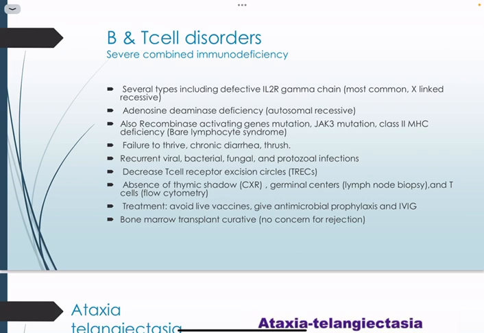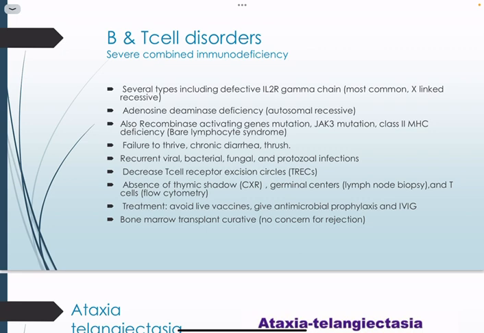The most common one is the X-linked one, which is related to the IL-2 receptor gamma chain defect. There's another form, which is the autosomal recessive one, or ADA deficiency, adenosine deaminase deficiency. And the last one, when we have a JAK3 mutation, or a problem with major histocompatibility complex class 2, what we call bare lymphocyte syndrome, which is much rarer than the X-linked form.